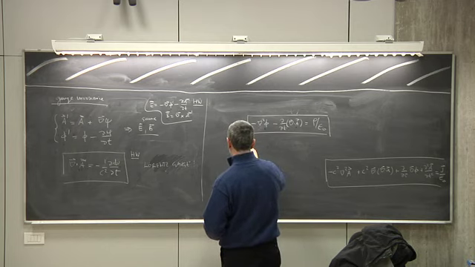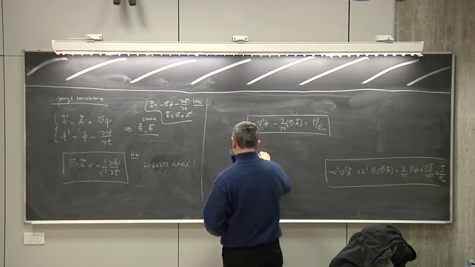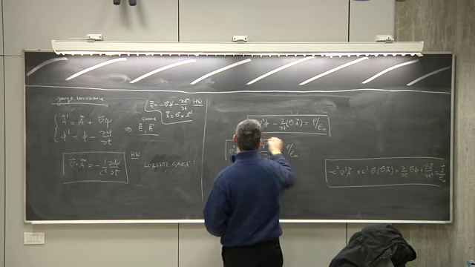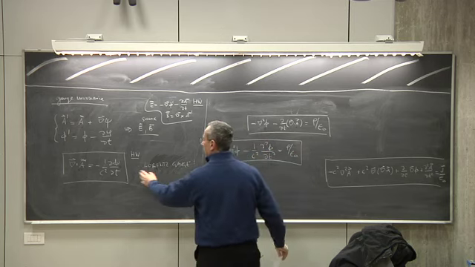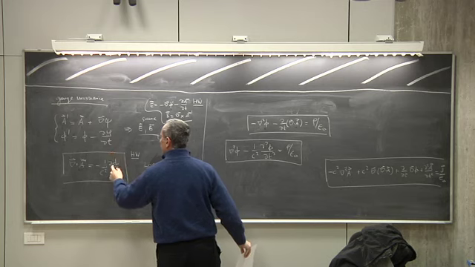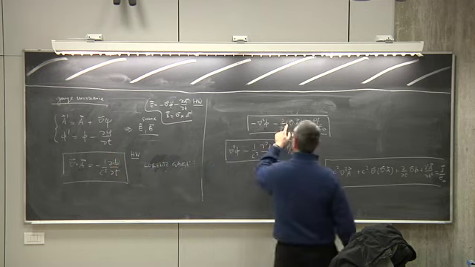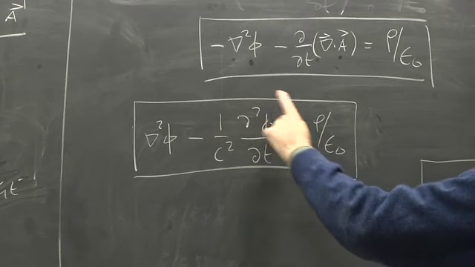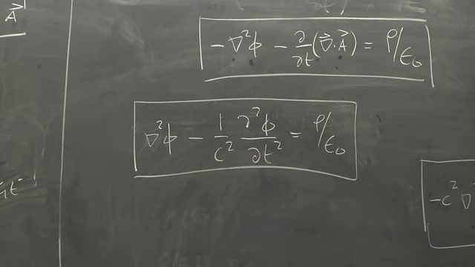This is minus 1 over c squared d2 phi dt squared equal rho over epsilon 0, right? Because in this Lorentz gauge, the divergence of A is just the partial derivative with respect to t of phi. Then you get another partial derivative with respect to t, so you get the second partial derivative of phi with respect to t. And actually, the same happened here, right?